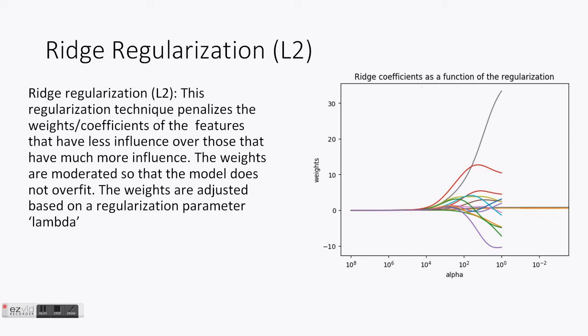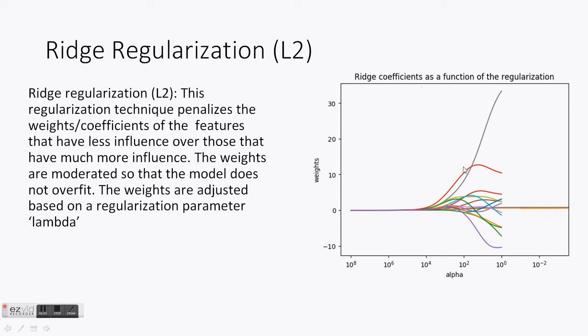What ridge regression does is it penalizes the weights or the coefficients such that those features that do not have influence on the target or response variable are reduced almost to zero, and even other weights are moderated. So basically the regularization tends to moderate the weights so that the model does not overfit. So that is the key.